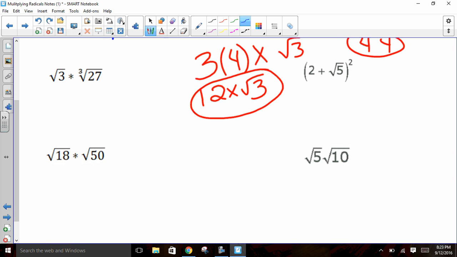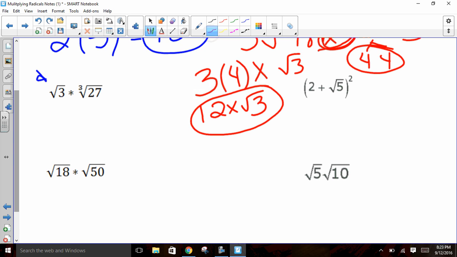All right, this third one. Oops, that's the same color. I don't want that. My bad. We like colors for a reason.